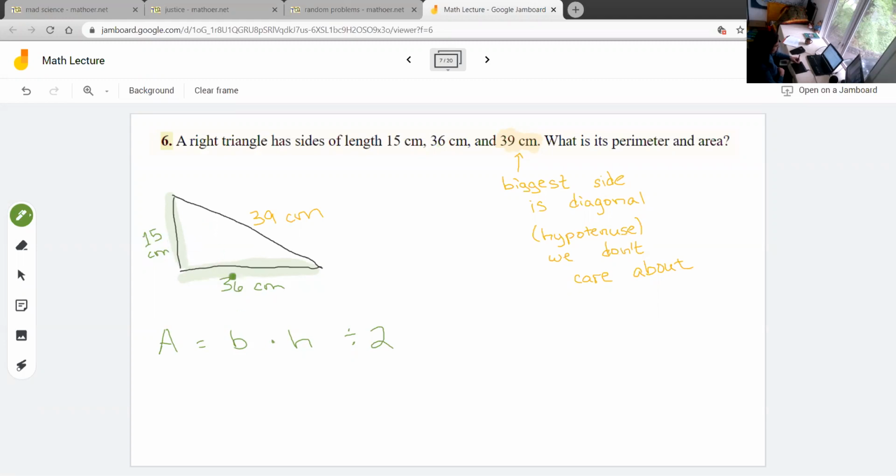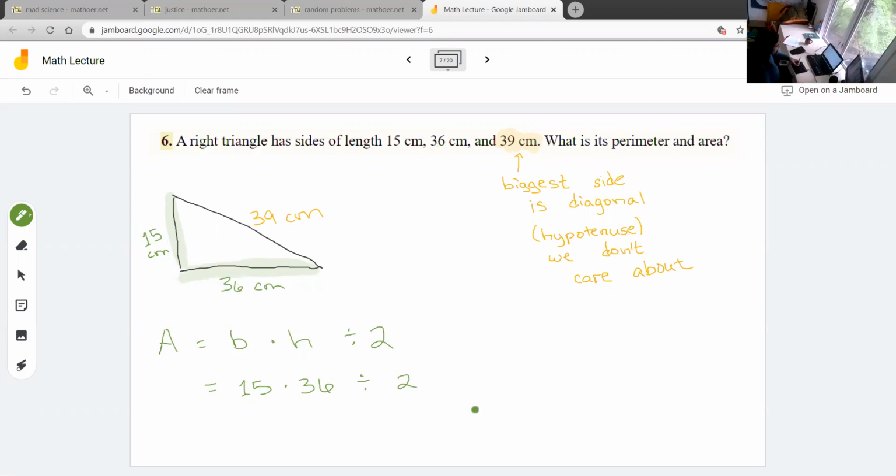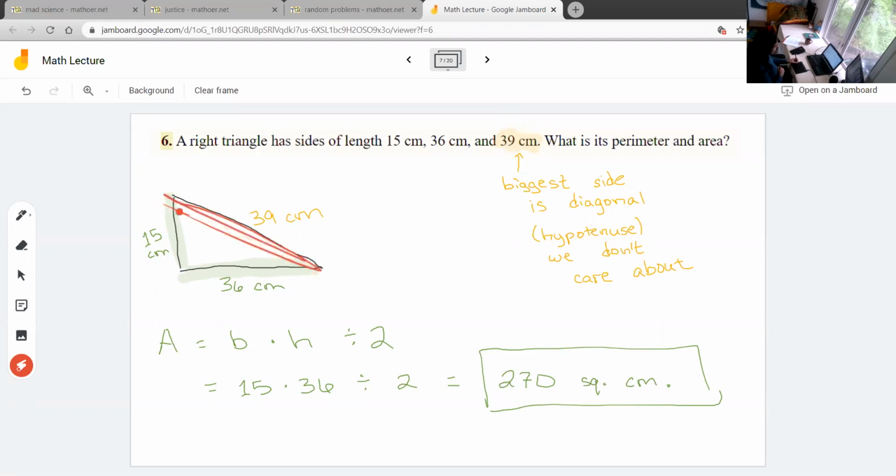Does that make sense? Is it 270? I don't know. Let's see. So 15 times 36 divided by 2. That's what I got too. So again, 2 parts. Part 1 was just discard the biggest number. Whichever the biggest number is, that's the long side. Who cares?